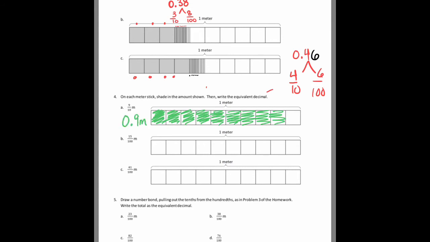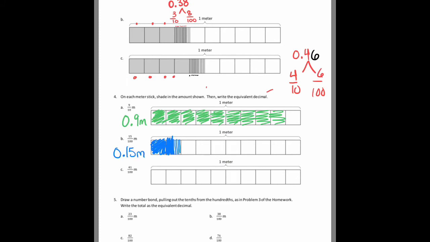The next one says 15/100, which is a little bit harder. Well, I can shade in 1/10 because that will be 10/100, and then I need 5 more hundredths to get it to 15. It's kind of hard to separate here since it won't let me zoom in, but I'm going to try my best separating that tenth into hundredths. So really, just shade in about half of the next block. And so as a decimal, that would be 0.15 because it's 1/10 and 5/100 meters.